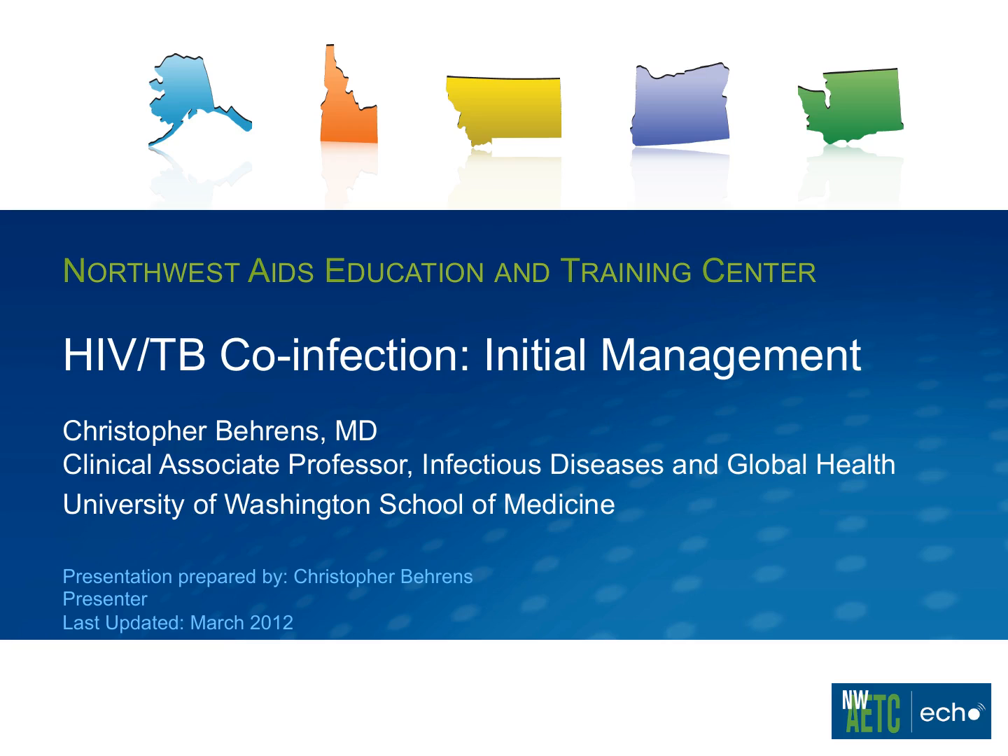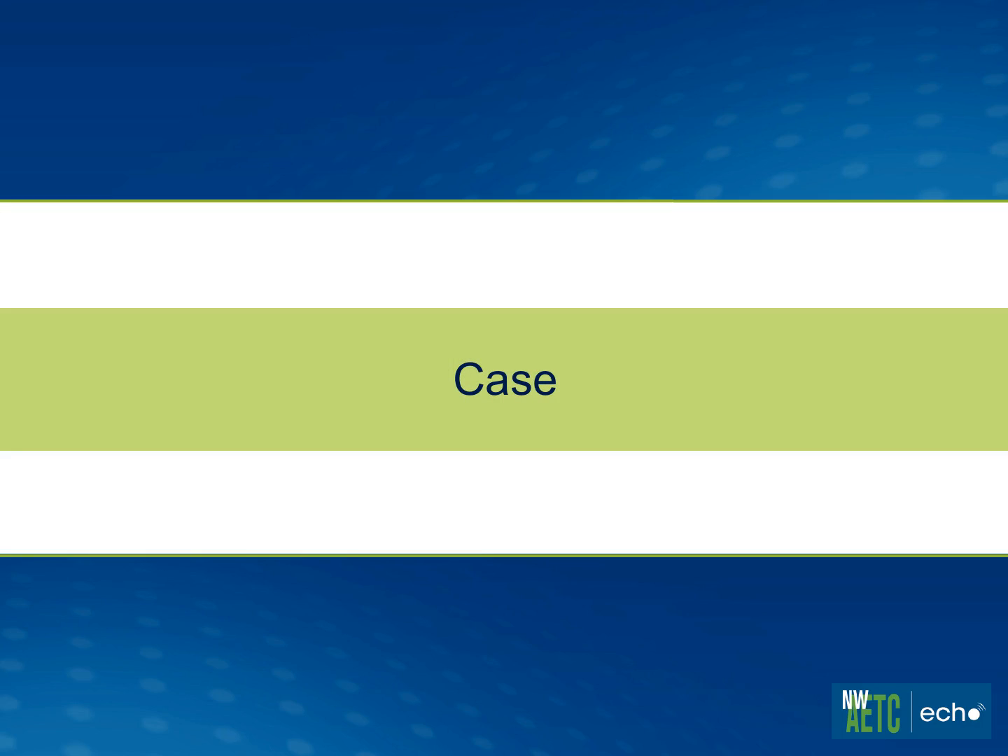And I'm going to give a talk regarding the initial management of the HIV-infected patient who also has active tuberculosis. Now I'm going to start this talk off by presenting a case that I think will help us to think through the actual management decisions that often confront us when dealing with this issue of HIV and tuberculosis co-infection.